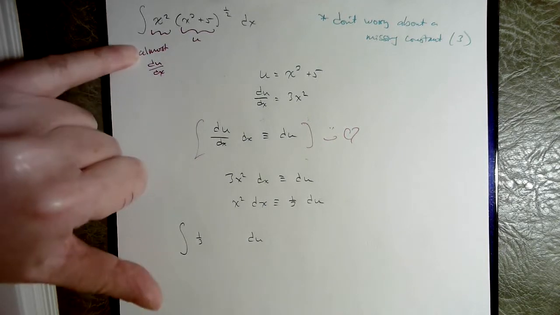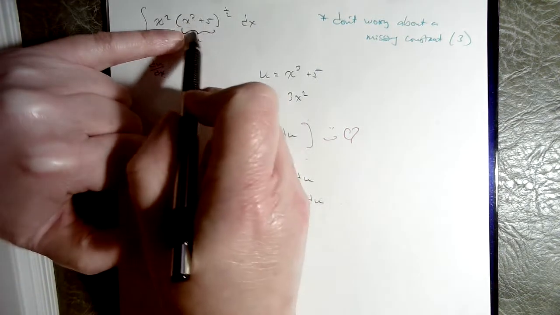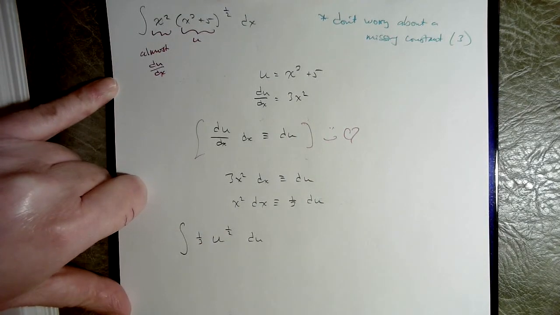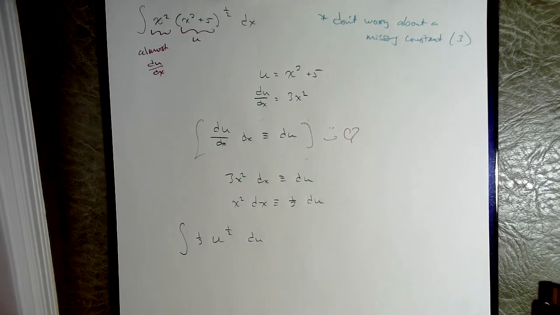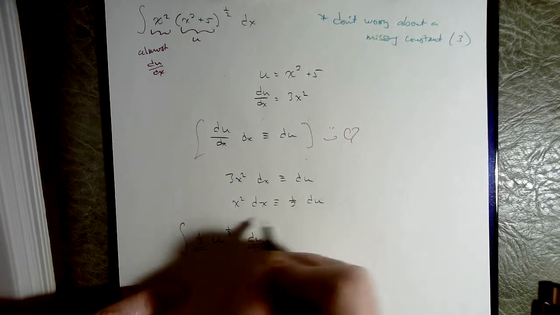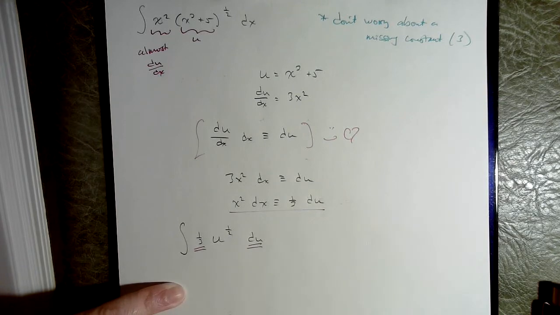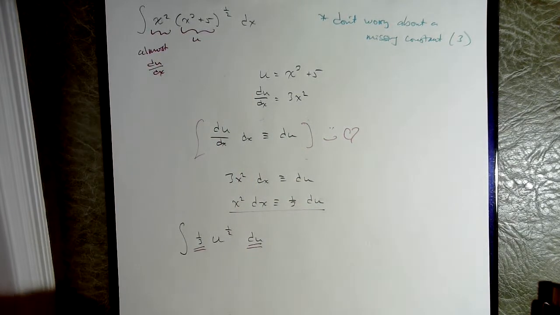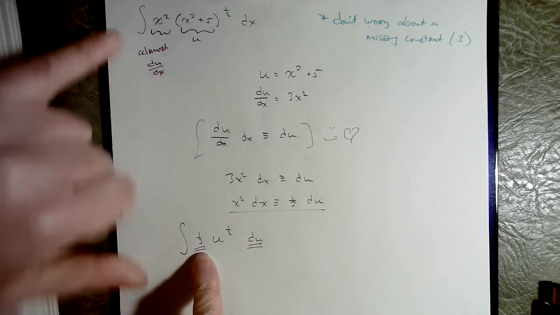That's u to the 1/2. Okay, this, what color did I use? This 1/3 du is my x squared dx. And that 1/3 makes up for the missing 3.